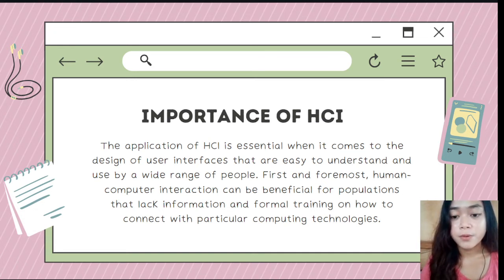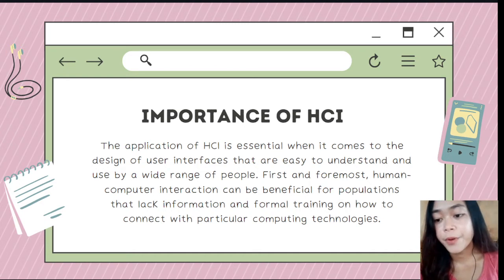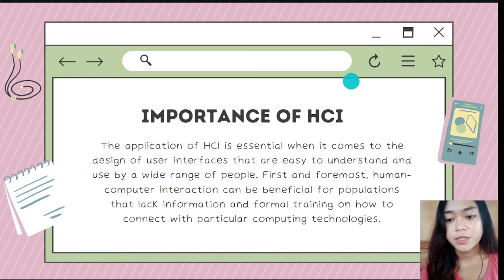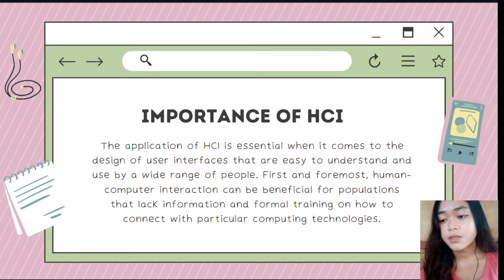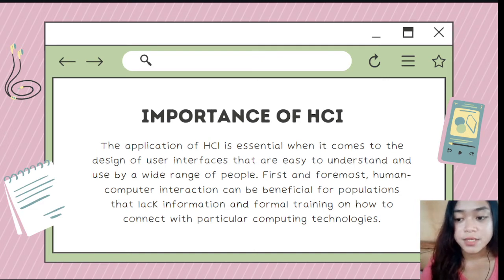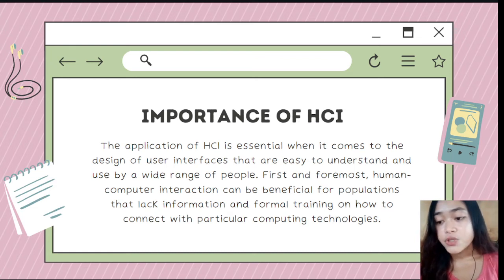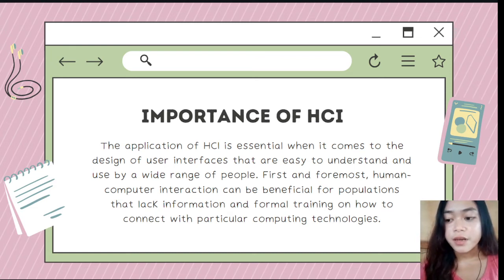First and foremost, human-computer interaction can be beneficial for populations that lack information and formal training on how to connect with particular computing technologies. With good HCI designs, users don't have to think about how complicated and difficult it is to use a computer system. User-friendly interfaces make sure that user interactions are clear, precise, and natural.